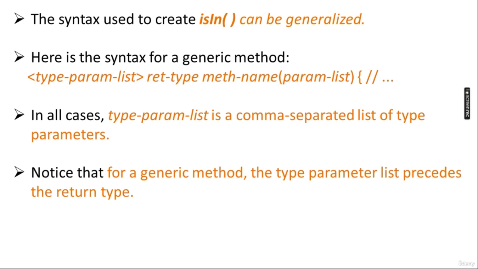This declaration is not for all types of methods. It is just for the sake of generic methods. The type parameter list precedes the return type. For a normal method syntax, the return type will be first in the declaration of the method.